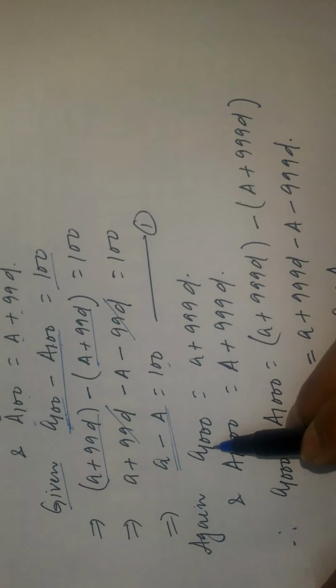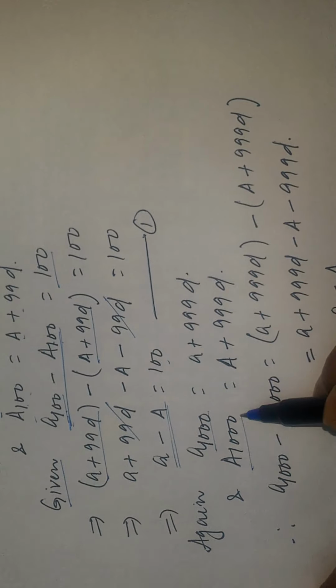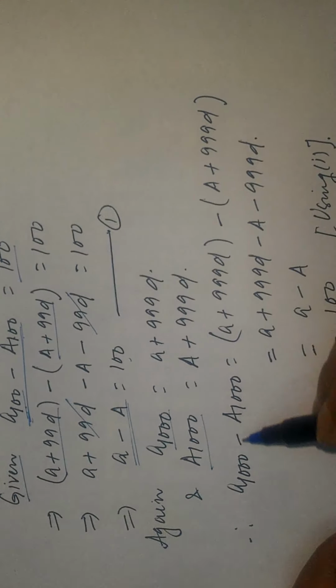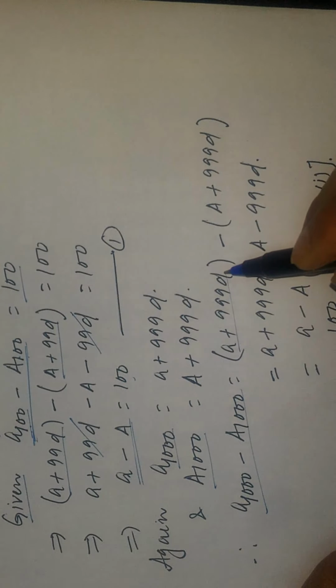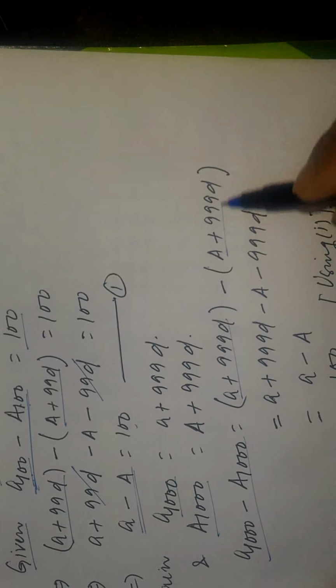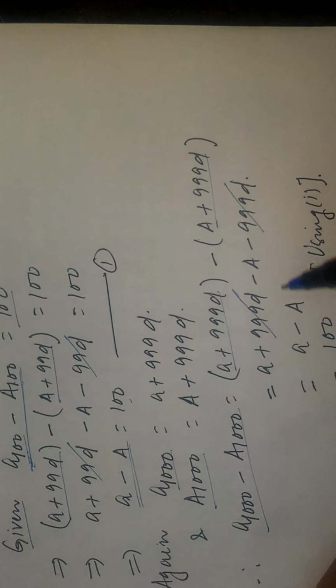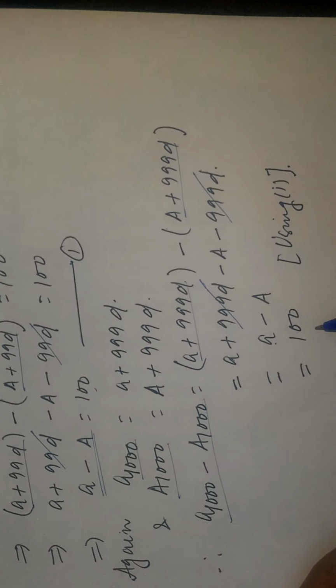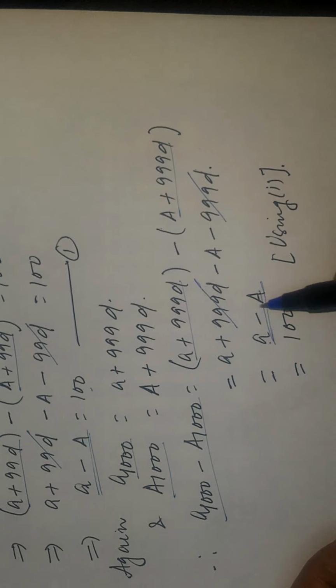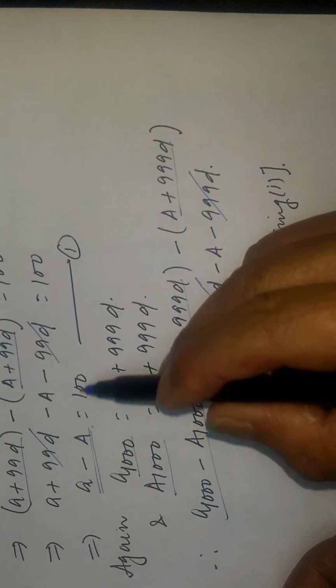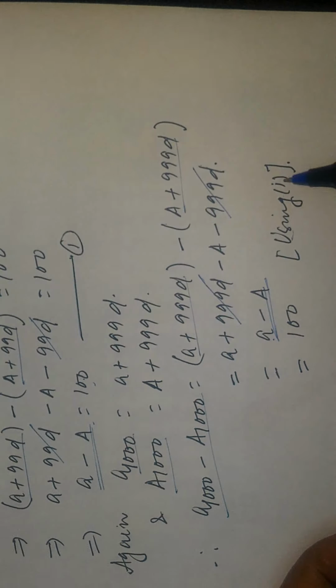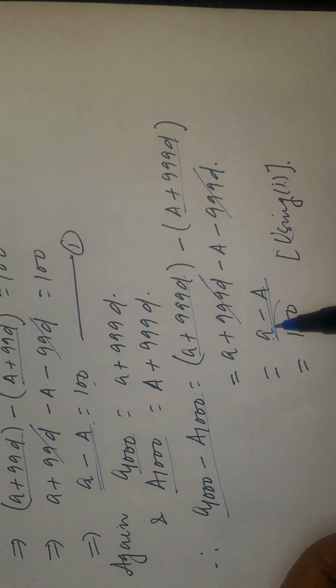Now we'll find out a1000 and A1000 on the same line. Take the difference, put the value of a1000 small one, capital one, and again you find 999d cancels, you are getting A minus a. So what is A minus a? We have already found that A minus a is equal to 100. So if you use that you find that it is equal to 100.